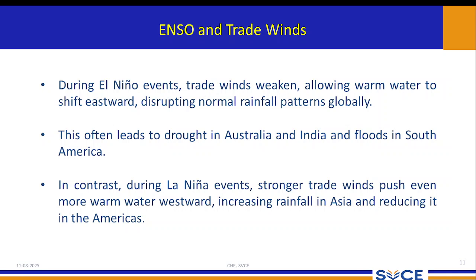Just imagine, one area is getting flooded while another one is getting drought, which you usually see in newspapers. This all happens because of the wind patterns and things like that. In contrast, during La Nina events, stronger trade winds push even more warm water westward, increasing rainfall in Asia and reducing it in the Americas.